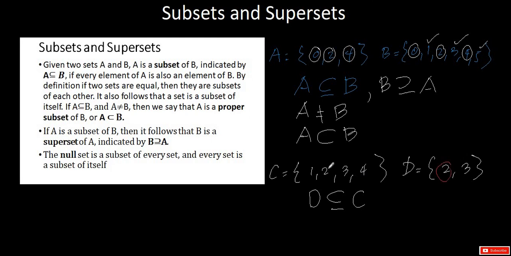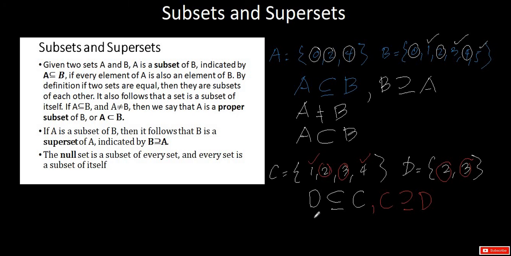2 in set D is also in set C. And 3 in set D is also in set C. In other words, all the elements of set D are elements of set C. Therefore, D is a subset of C. But C is not a subset of set D because not all elements of set C are elements of set D, like 1 and 4. These are elements of set C that are not in set D. Since D is a subset of set C, when we read from right to left, C is a superset of set D.